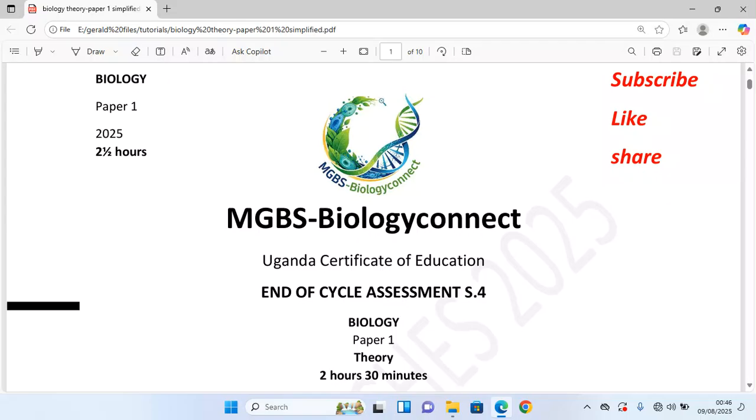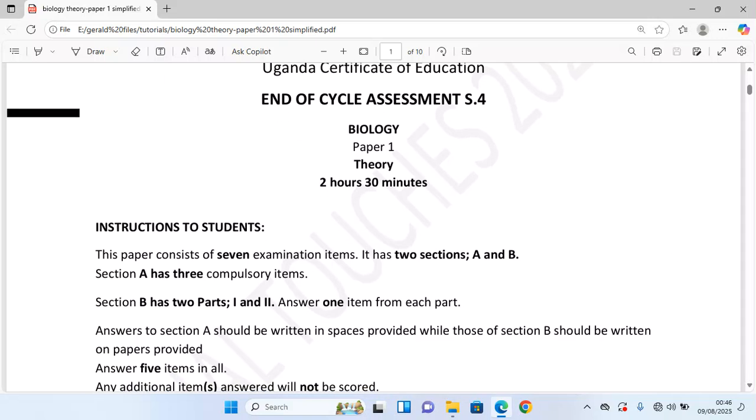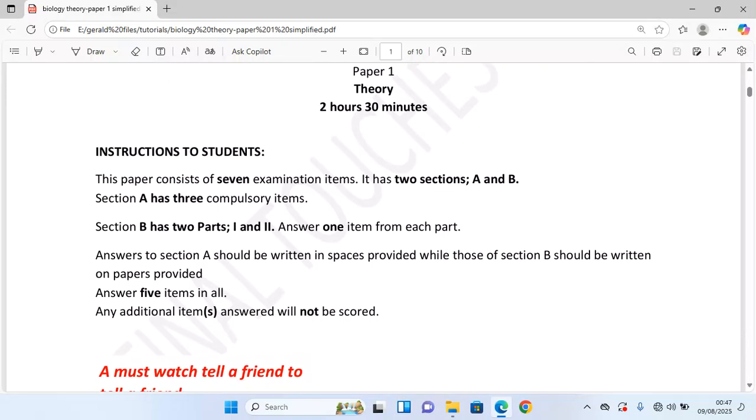The biology paper contains 7 items, like you're seeing in the instructions, and of these 7 examination items, a learner is supposed to answer only 5 of them. And in this format, section A, the learner answers 3 items which are compulsory, and the learner is supposed to answer in the spaces provided. Then section B has 2 parts, that is part 1 and part 2, and the learner answers 1 item from each part. So adding to the 3 compulsory items, those become the 5 items the learner answers in this paper.